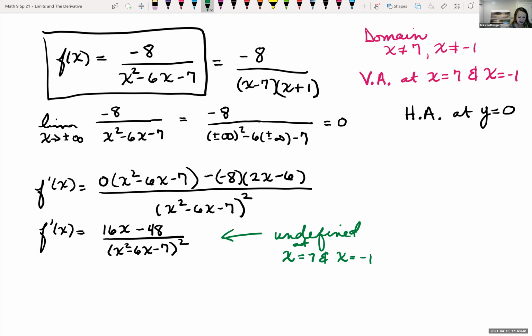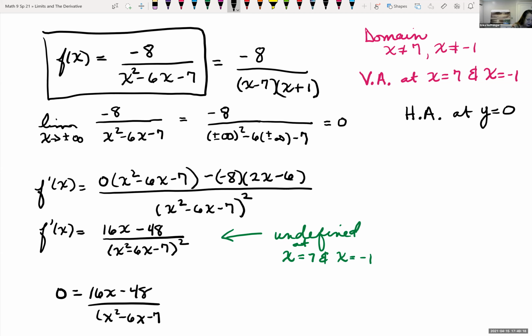So it could change concavity there, but it also could change from increasing to decreasing. But those are asymptotes, so that would not give us an inflection point or a max or min. But we do need to test on either side of that. And then we also need to find out, when is this derivative equal to 0? Really, all we're worried about is when that numerator is equal to 0.